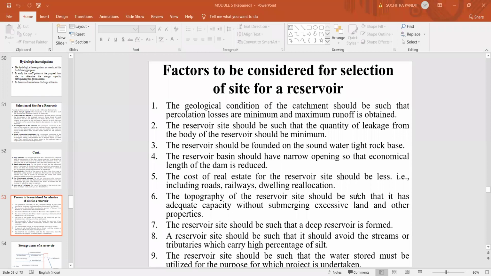Now these are some of the factors to be considered for a site for a reservoir. So these are the factors which are self-explanatory.